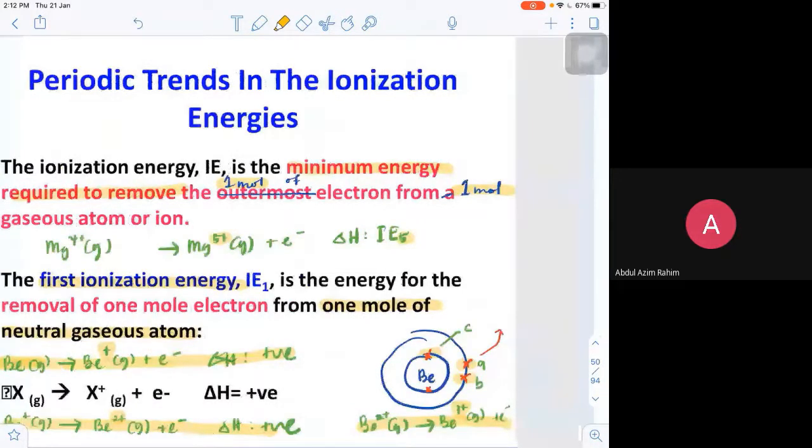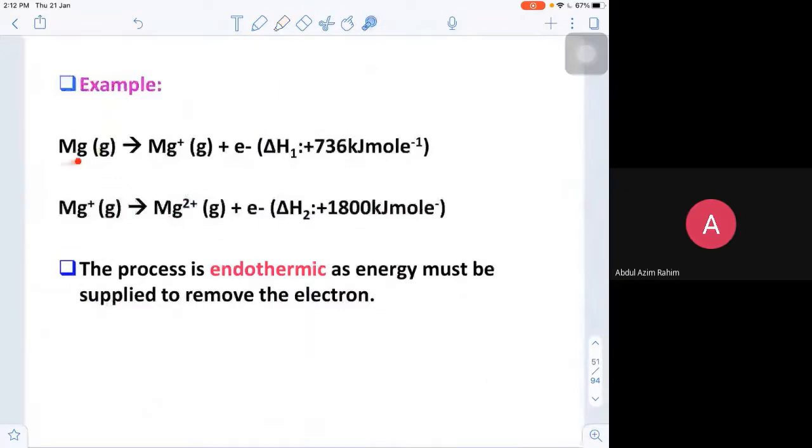So this is another example on magnesium. Magnesium turns to Mg+. It produces the positive 1 ion. So we know that this is the first ionization energy, and the enthalpy change is 736 kilojoules per mole. It means that if we want to remove 1 mole of this electron, it requires 736 kilojoules of energy.